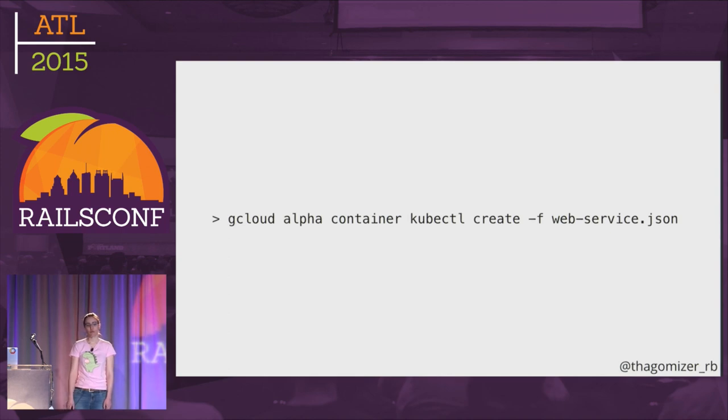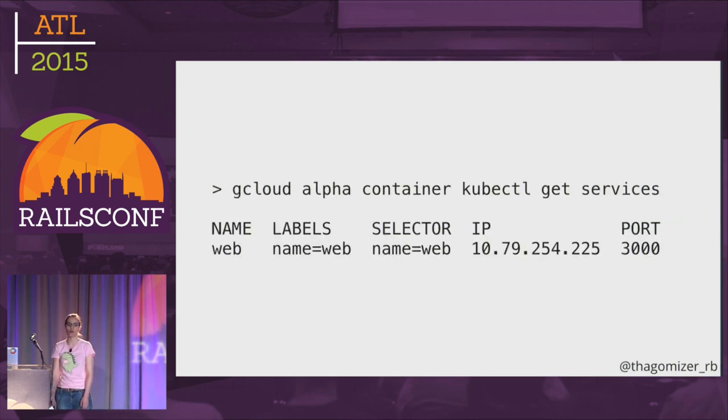And now I need to create my web service. And you'll notice that everything is create -f. I'm just creating all of these from the standard configuration files. There's really not a lot that's complicated here. The first half of the line looks a little scary, but it's the same every single time. So I create my web service. I start it up, and you can see that it's at port 3000.